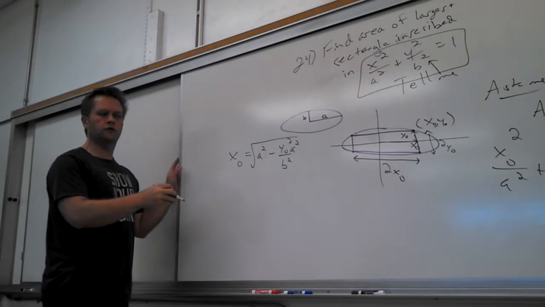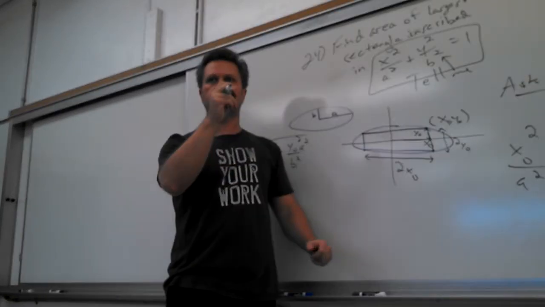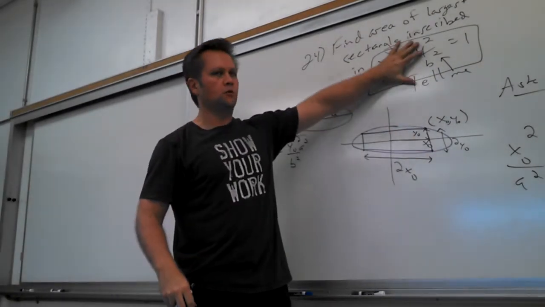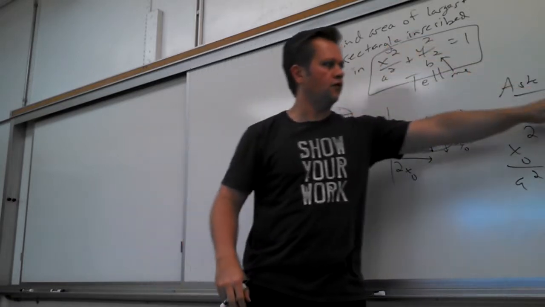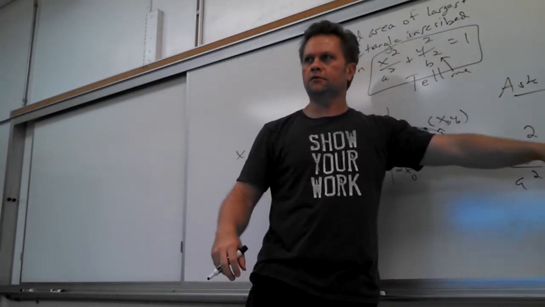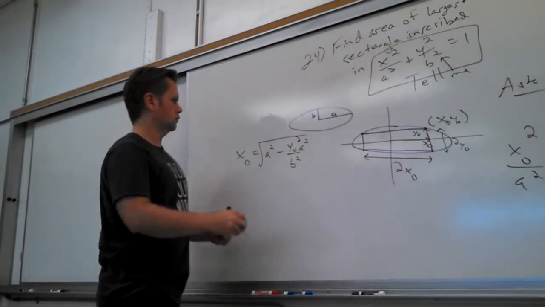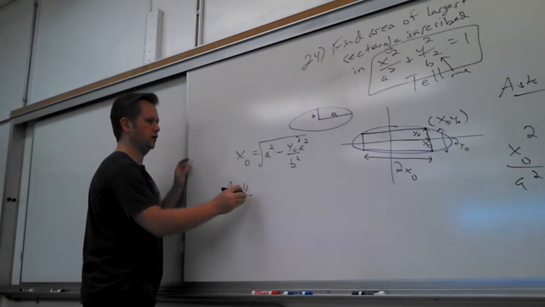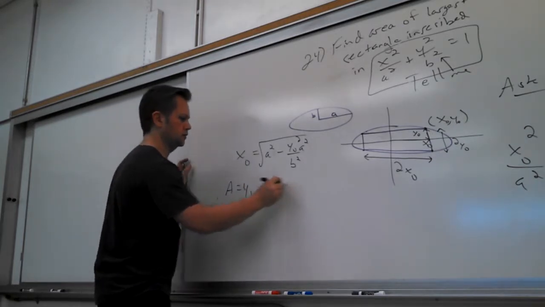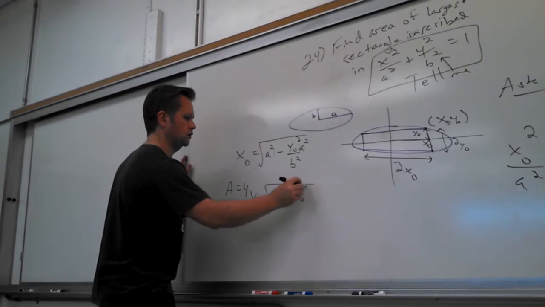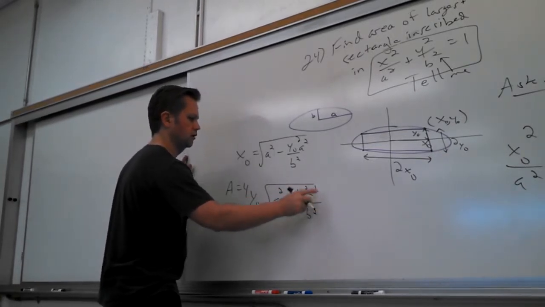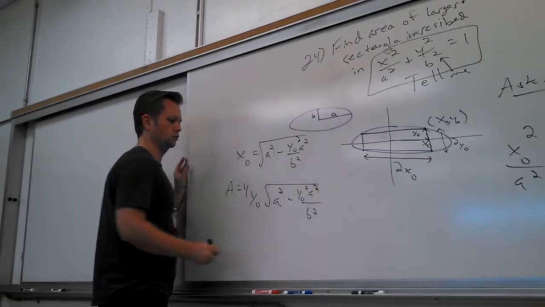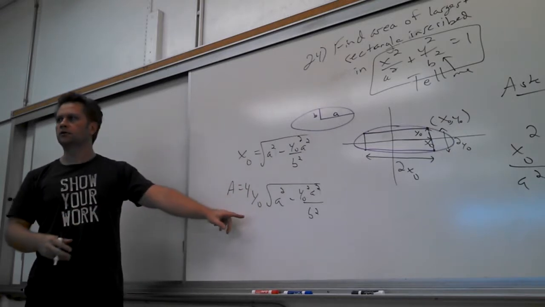So what's my area formula now? Again, I'm still doing the same thing I told you: using what they tell me to help finish out what they ask me. So the area is 4 y naught times the square root of a squared minus y naught squared a squared over b squared. So your variable is what?